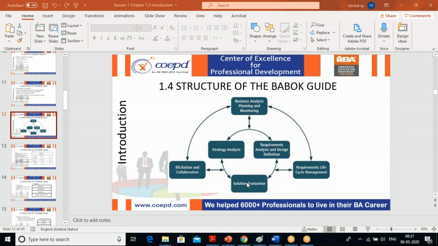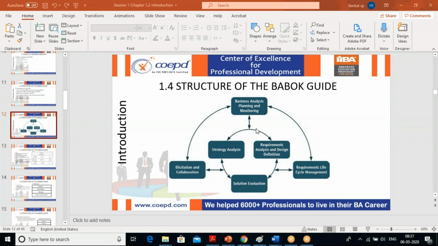Are there any gaps, and how to cover these gaps? All this we will be seeing in the solution evaluation, right? It is a kind of UAT, and along with the UAT it goes with training the end users to start using this application. Okay, so this is strategy analysis, requirements analysis and design definition, and solution evaluation.